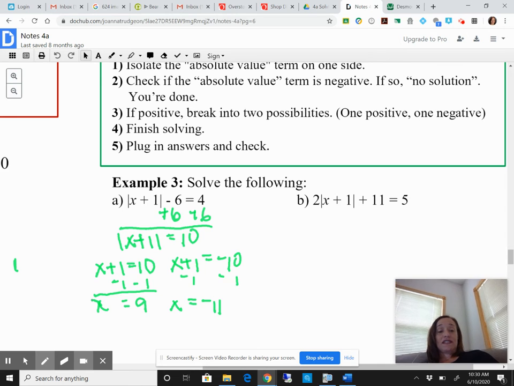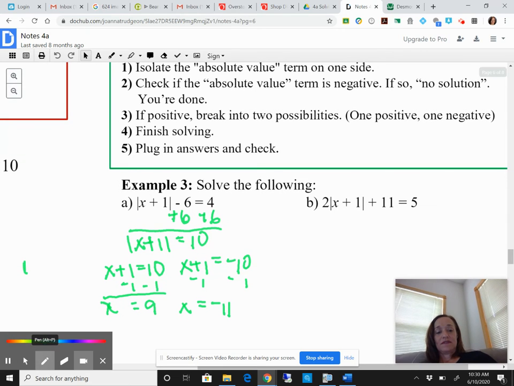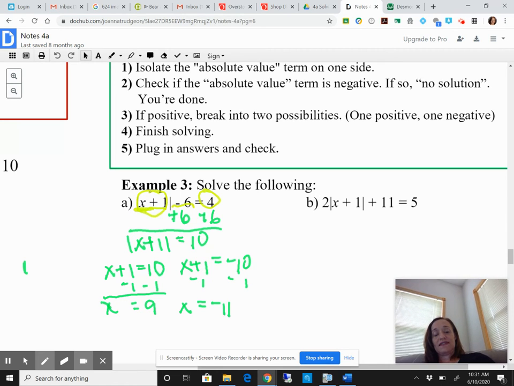Check both of these. If I stick 9 in the original problem, you get the absolute value of 9 plus 1. I'll just highlight it as I go because I don't get my little cursor anymore. So if you stick a 9 in here, 9 plus 1 is 10. Absolute value of 10 is 10. 10 minus 6 is 4. That's correct. If you do it for negative 11, negative 11 plus 1 is negative 10. Take the absolute value, it's 10. 10 minus 6 is 4. So that one definitely works for both the answers that I got.